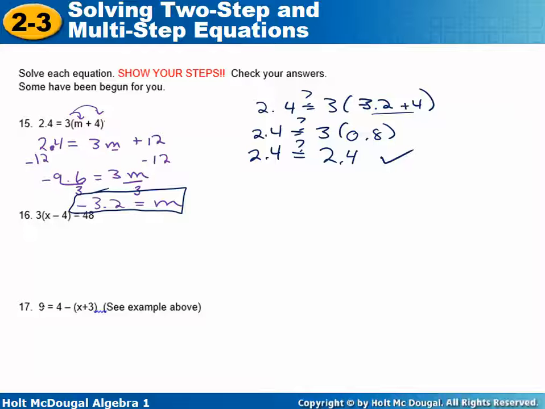Number 17 is one like we did where you need to put a 1 here and then distribute through the negative 1 times x and then negative 1 times 3.